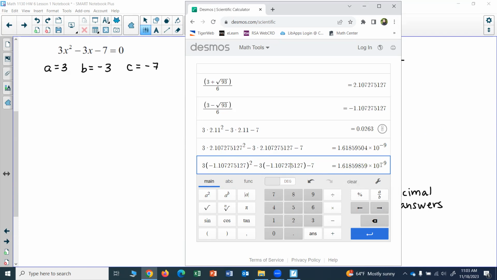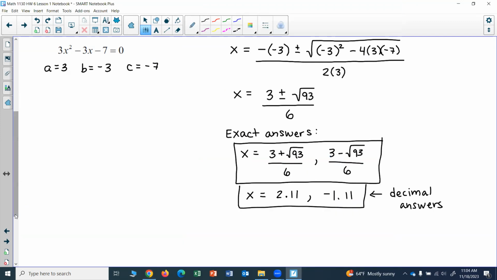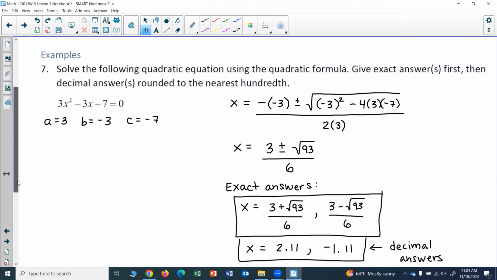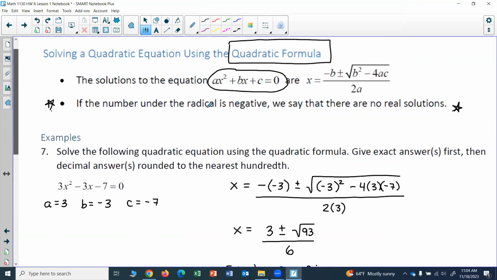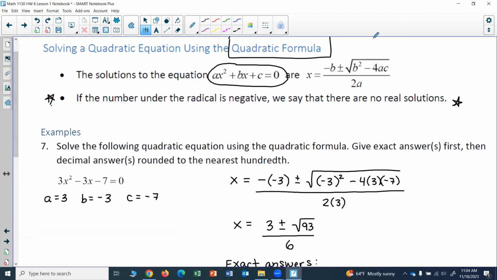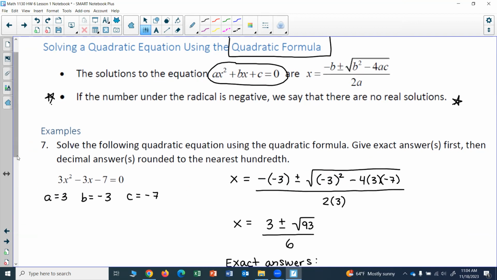So to check your answer, plug it into your original equation. When you're doing the quadratic formula, make sure that you set your equation equal to 0 first before you try to identify a, b, and c. And then it's a matter of using this formula. If you're squaring a negative number, make sure you put that negative base in parentheses before squaring so that it will come out positive.